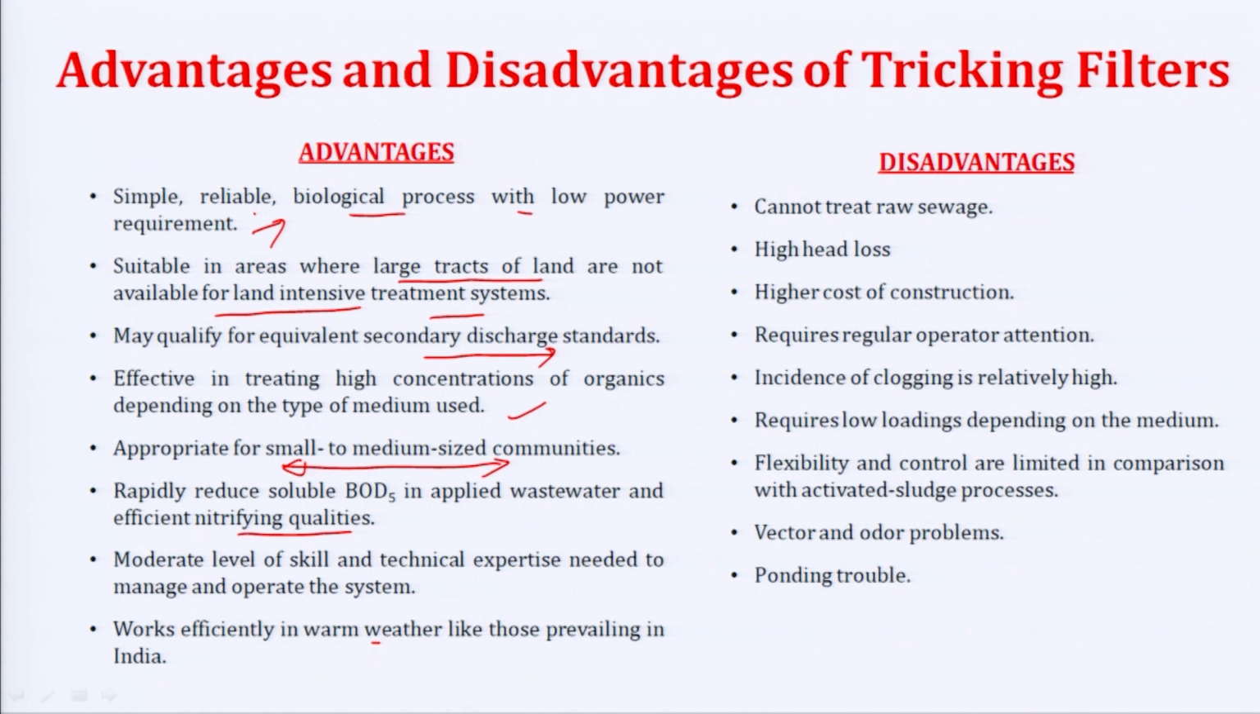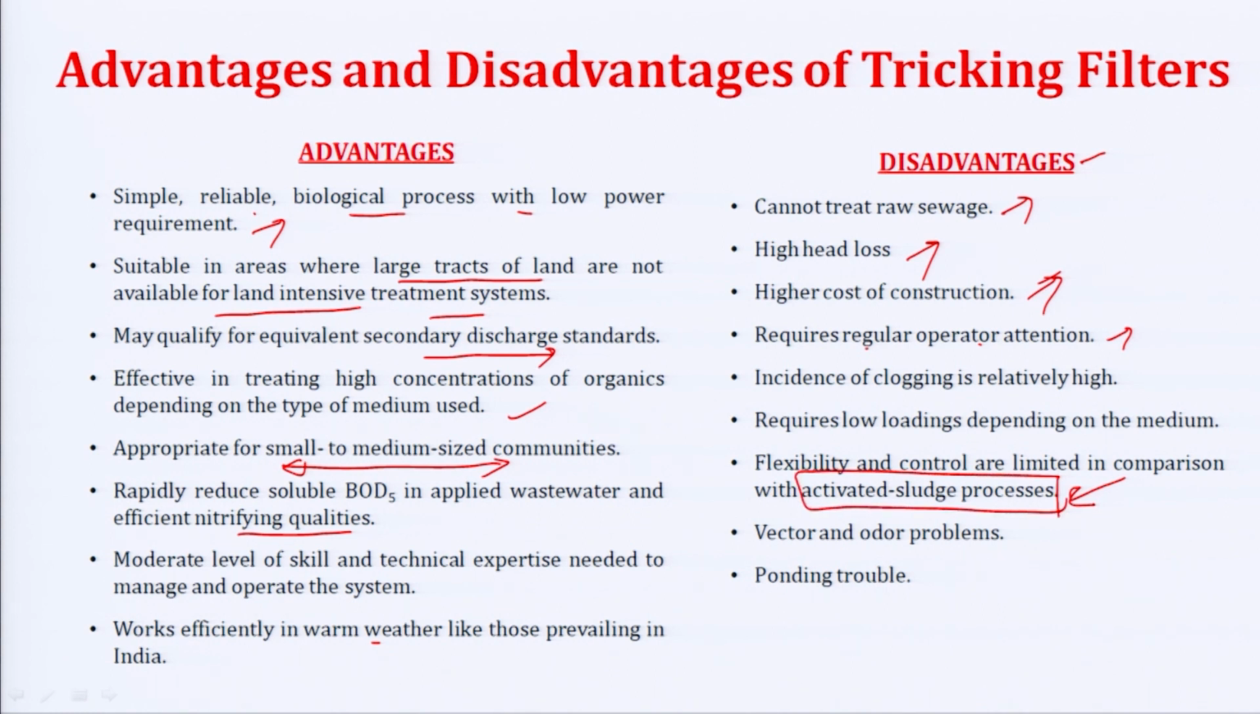So, what are the disadvantages? They cannot treat raw sewage, there is high head loss, and a higher cost of construction. Initial construction cost is going to be less, but the operative cost is going to be comparatively higher. It requires regular operator attention. The incidence of clogging is relatively high, as the filter media may clog very soon. It requires low loading depending on the media. Flexibility and control are limited in comparison with the activated sludge process.